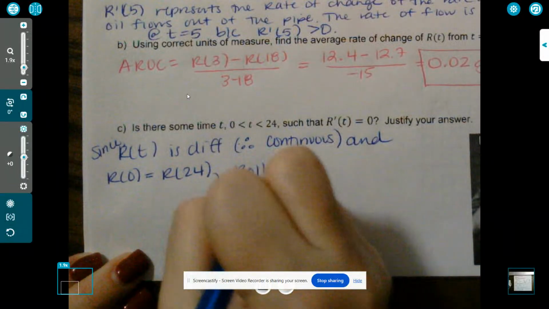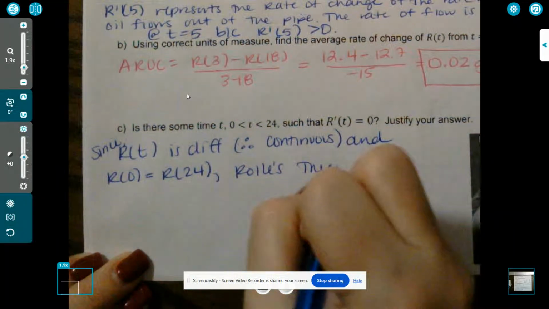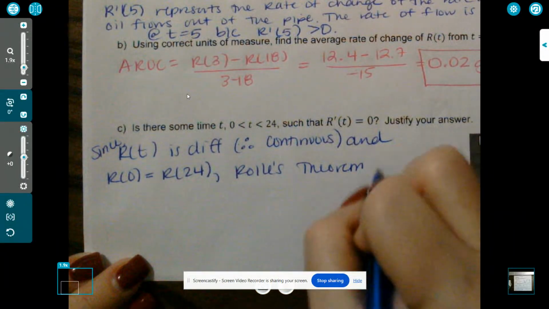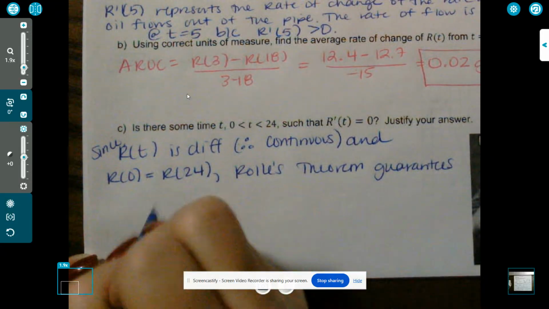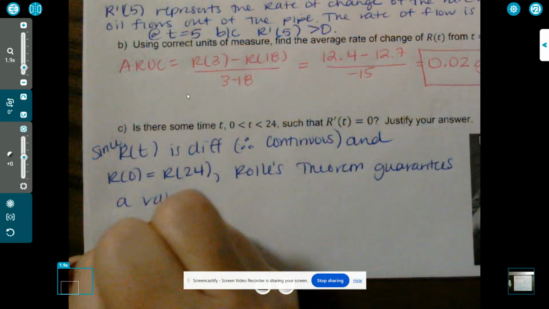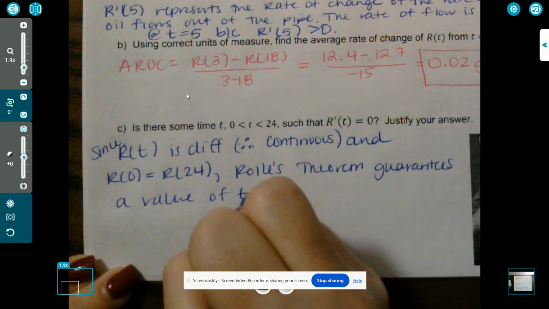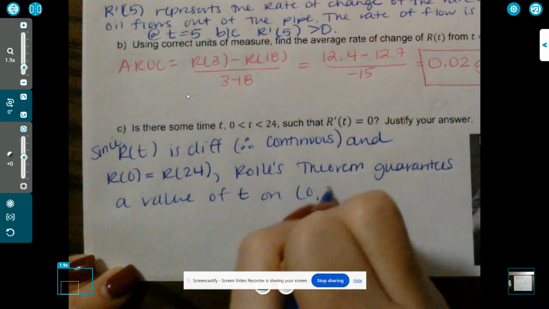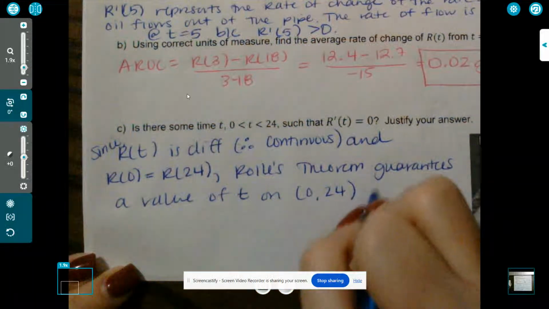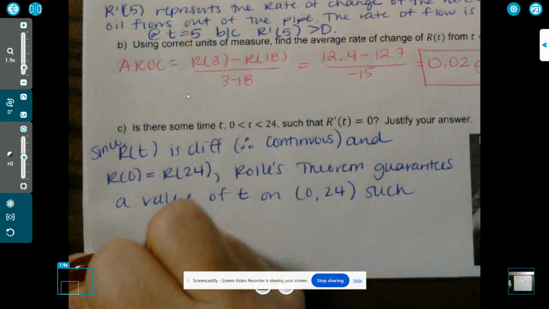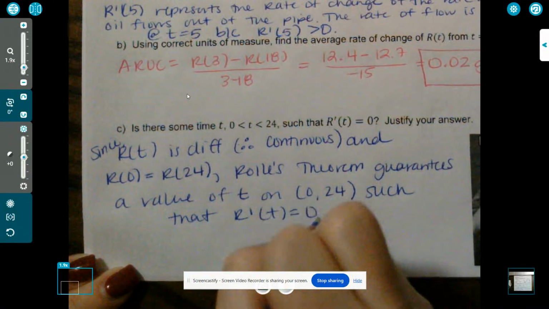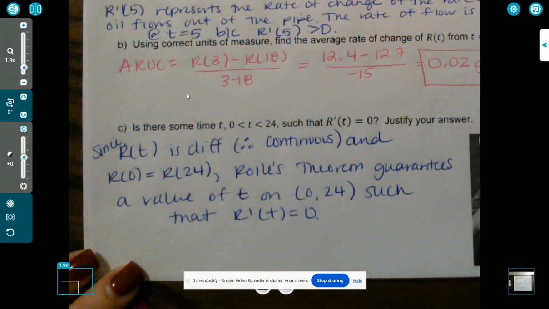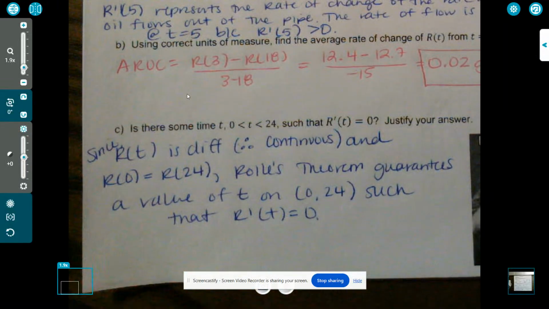Then we know that Rolle's theorem guarantees a value of t on our interval [0, 24] such that r prime of t would equal 0. It did not say find that, it just said justify, and we're justifying it using Rolle's because our two endpoints are equal.